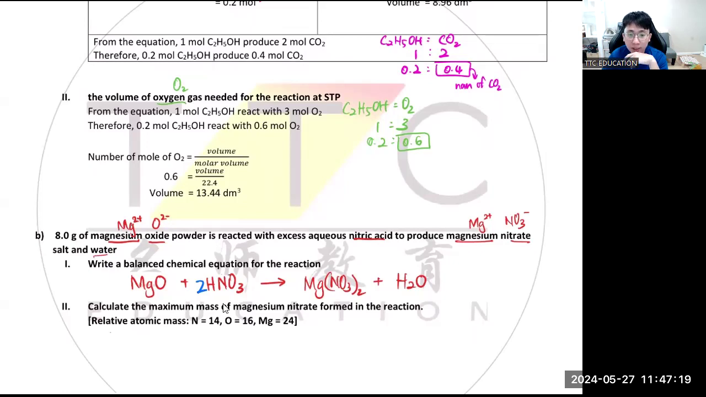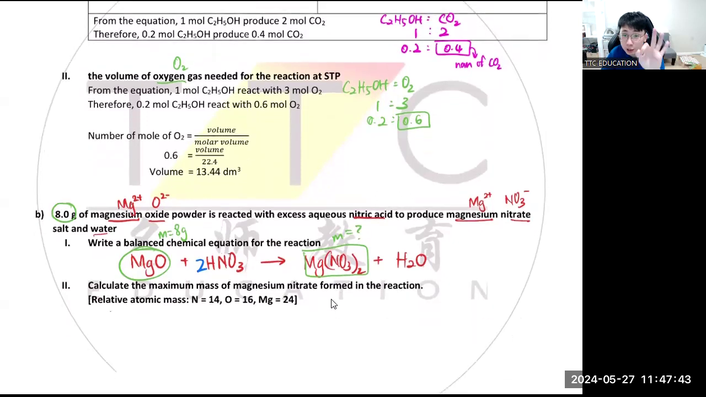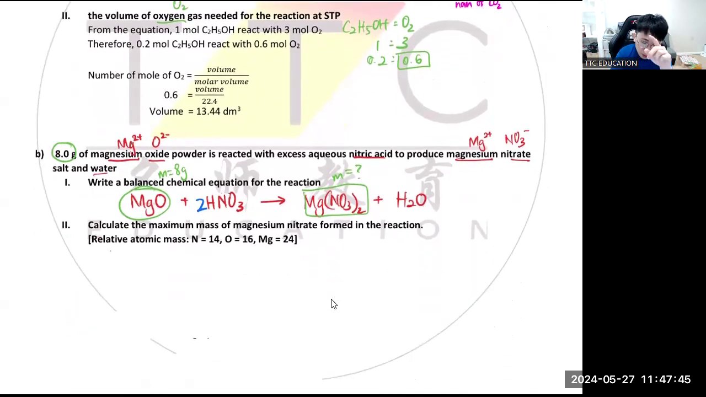Now calculate the maximum mass of magnesium nitrate formed in the reaction. First of all, they give you information for which chemical? They give you information for 8 grams of magnesium oxide. So this guy is mass, 8 grams. And they are asking to look for the mass of magnesium nitrate. So again, it's still mass, but they are looking for the mass of another chemical. So what do we do? Again, the 3-step calculation.